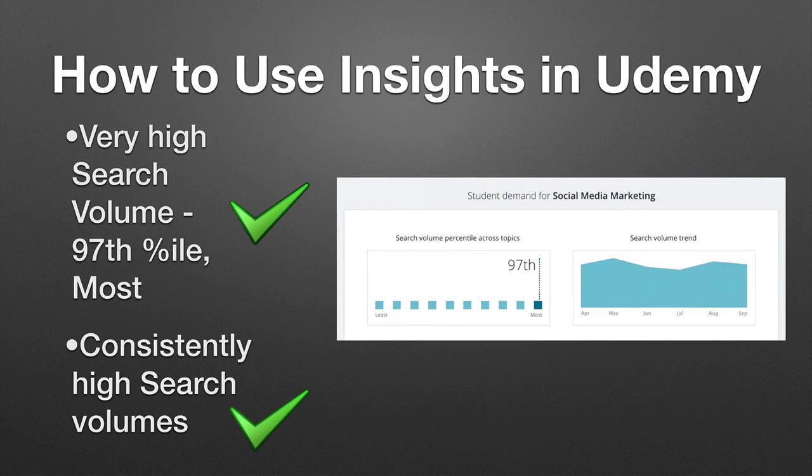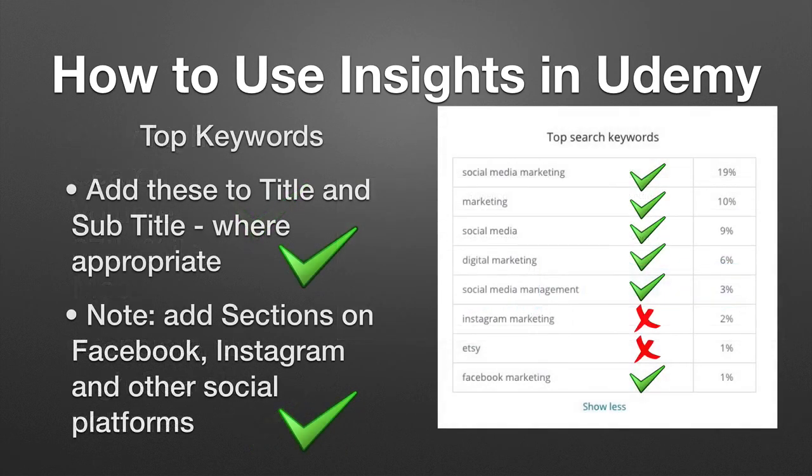The next thing to do is to look at the student demand. And again, this segment, social media marketing, scores highly on both counts. It's in the 97th percentile of demand in terms of search volume. There's a lot of people searching for this. And equally, the search trends are consistently high. So this is, again, a very good indicator that this is something that's worth spending some time on.